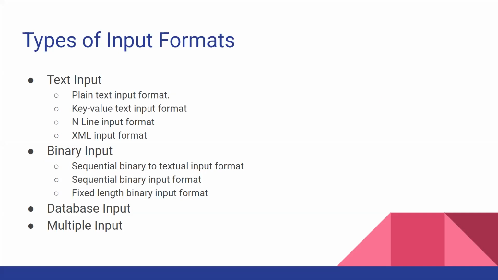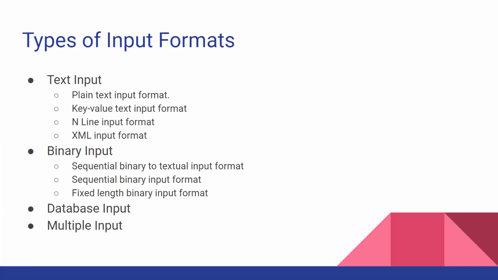The key value text input format is where each line represents a key value separated by a delimiter, usually a tab delimiter. And the NLine input format is to ensure that every mapper receives a fixed number of lines. And XML is usually a good option if dealing with the whole file, because most XML parsers process a whole file. So splitting XML files is usually overwhelming to the system.